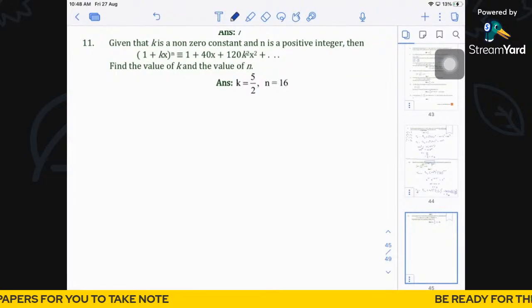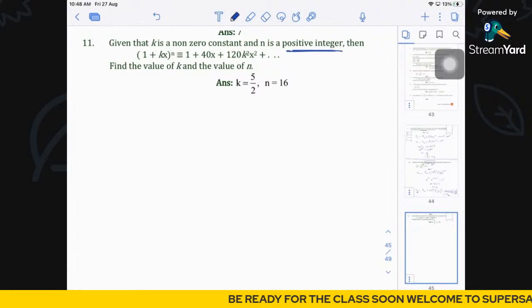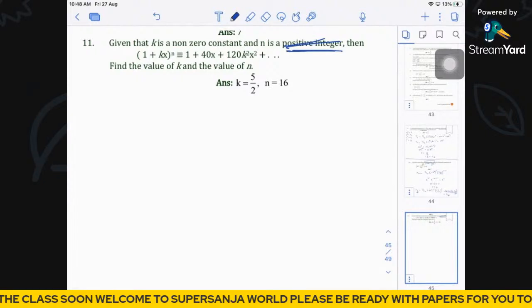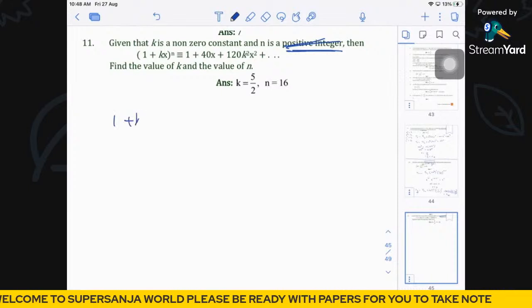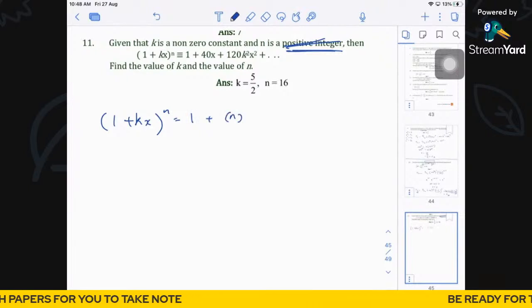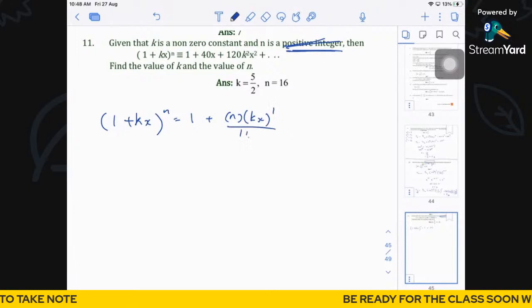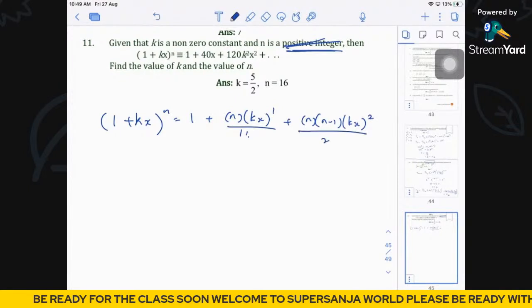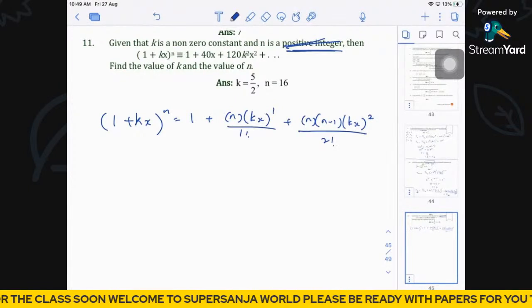Since n is a positive integer, either you can use the factorial method, or you can use nCr. Now let's say they never gave me a positive integer, so I cannot use nCr. I would have to use the factorial method. So let's use that now. (1 plus kx) power of n equals 1 plus n(kx) power of 1 over 1 factorial, plus n(n minus 1)(kx) power of 2 over 2 factorial. Okay, now I have to stop here.